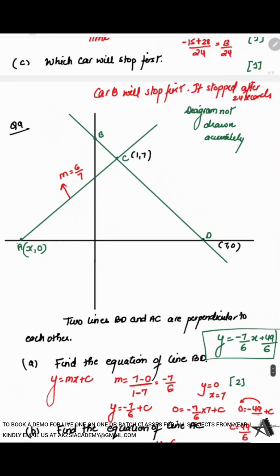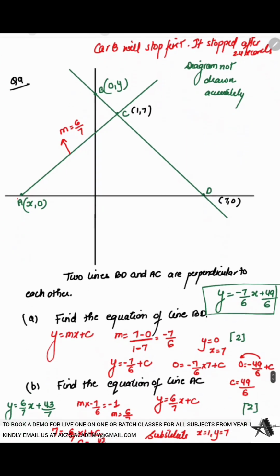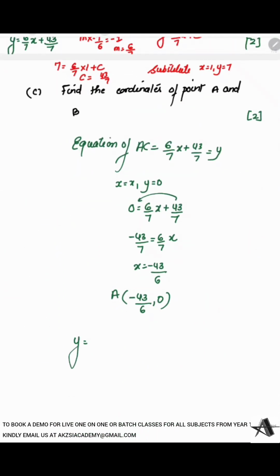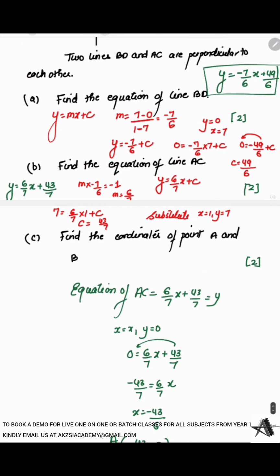Similarly, if we see point B is here. That means the coordinate of point B is (0, y). Obviously, because it's on the y-axis, x will be 0. So (0, y). Point B is lying on which straight line? On this straight line, clearly. And we have calculated the equation of line BD, which is y equals negative 7 over 6 x plus 49 over 6.